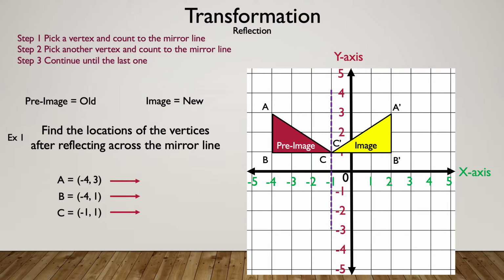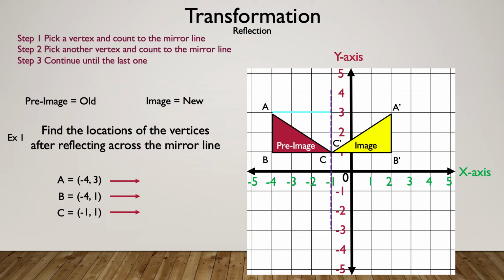Also, you may need to know that the vertices are called A prime, B prime, and C prime. You have that to denote the difference between the image and the pre-image. Let's go ahead and get started with A. So now we're going to count to the mirror line. As you can see, the light blue line is there. That represents one space. So now we have 2 spaces and 3 spaces.